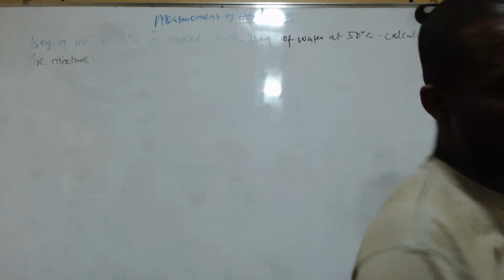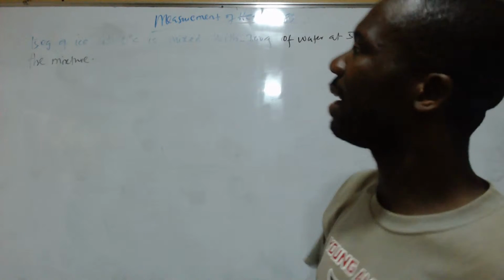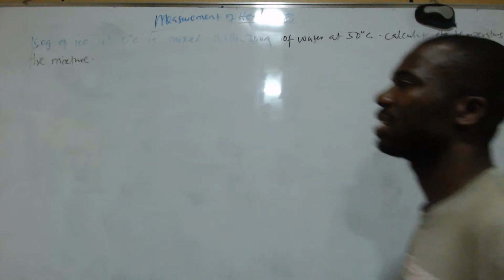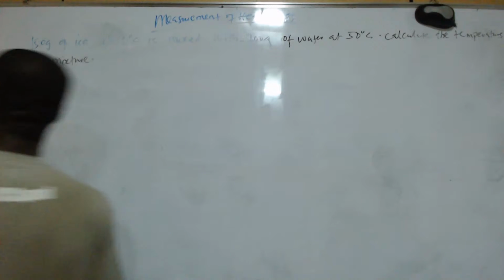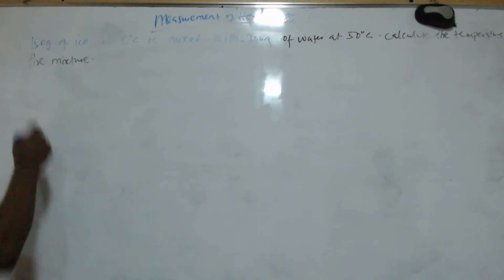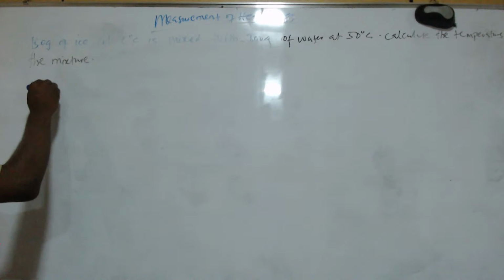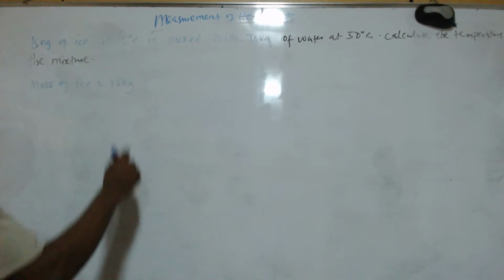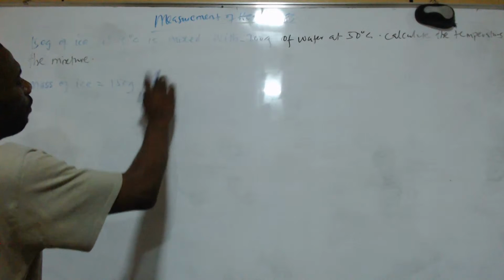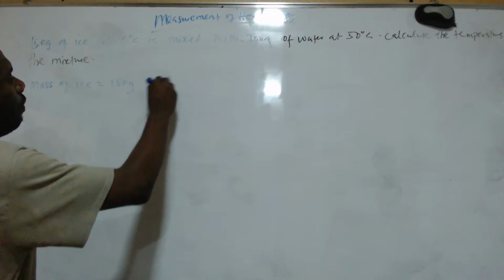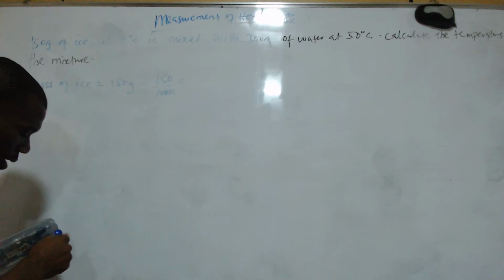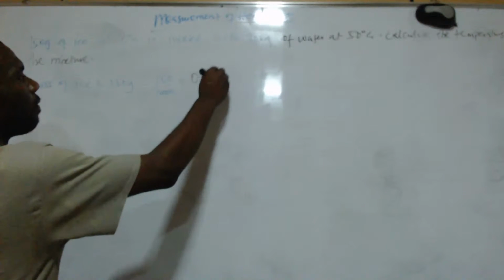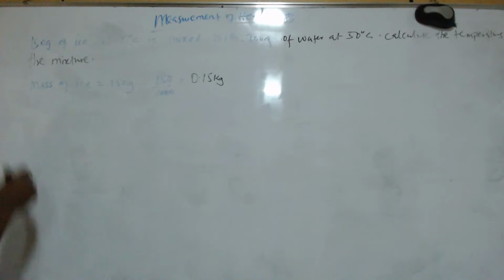Now, we are given this question to analyze. So we have an ice. We need to start analyzing the parameters into different components. We will say mass of ice is 150 grams, which is the same thing as 150 divided by 1,000 to convert it to kilogram. And it will give us 0.15 kg.